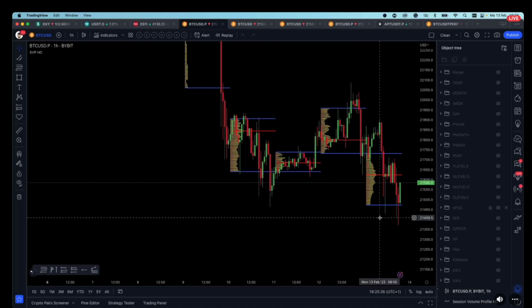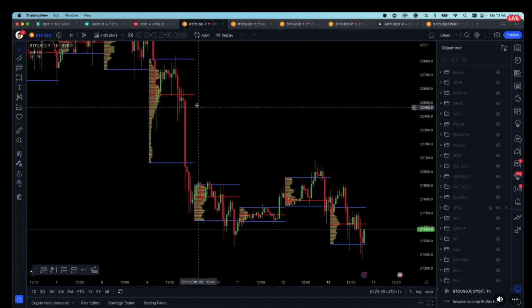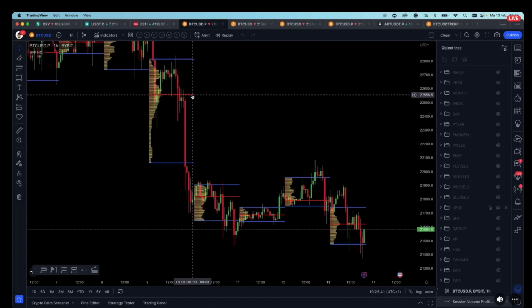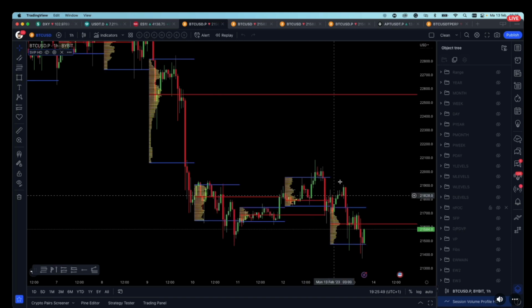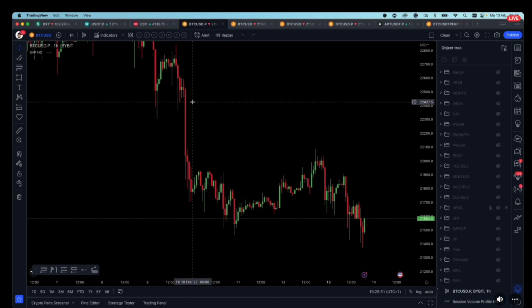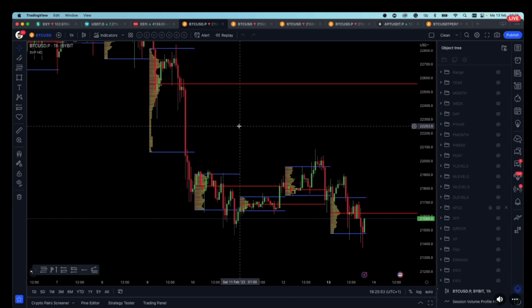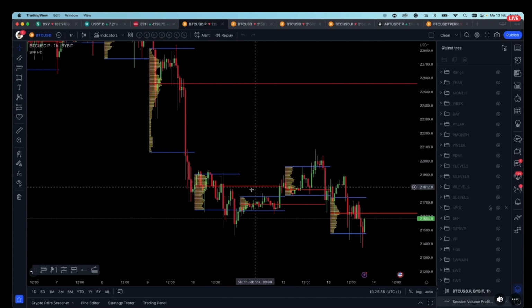So what is a naked point of control? A naked point of control is a point of control that wasn't tapped the next day or the days after. If you go to extend point of control, right, you can see that price never came back towards that level.